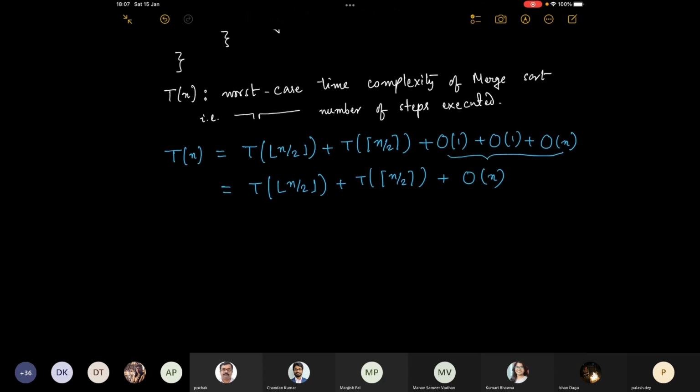Now it's not a very nice recurrence, because we have these floors and ceilings inside. So when we are given a recursive function and we are asked to find a closed form solution, what is the first approach that comes to our mind?